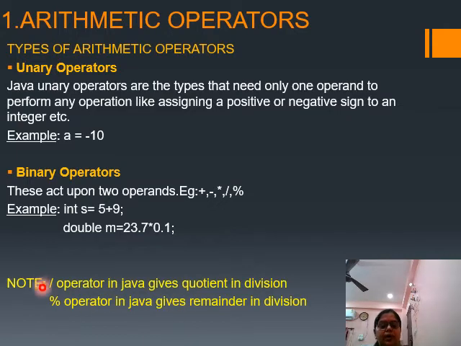Note, this is very important. Make it clear in your mind that the slash or division sign operator in Java gives you the quotient in division, and never confuse that the percentage sign in Java gives you the remainder of the division. Suppose you are dividing 10 by 3, then for the slash the answer will come 3, and for the percentage sign it will come 1, because the remainder of 10 by 3 is 1. This sign is your remainder sign.